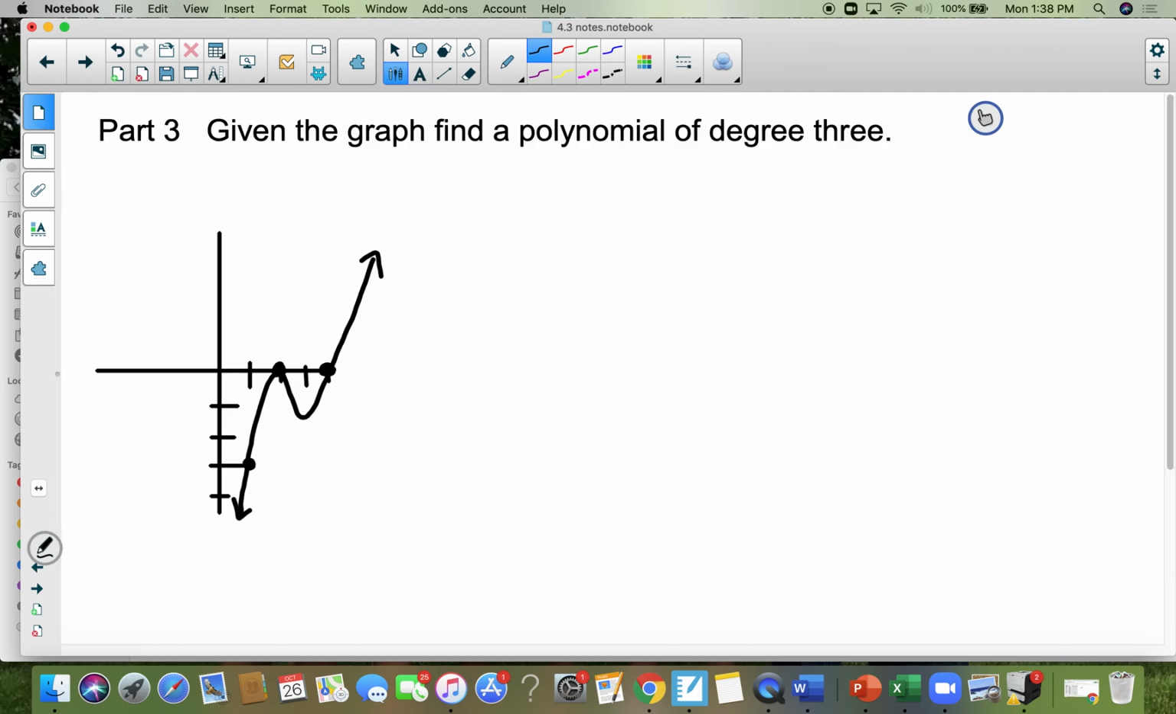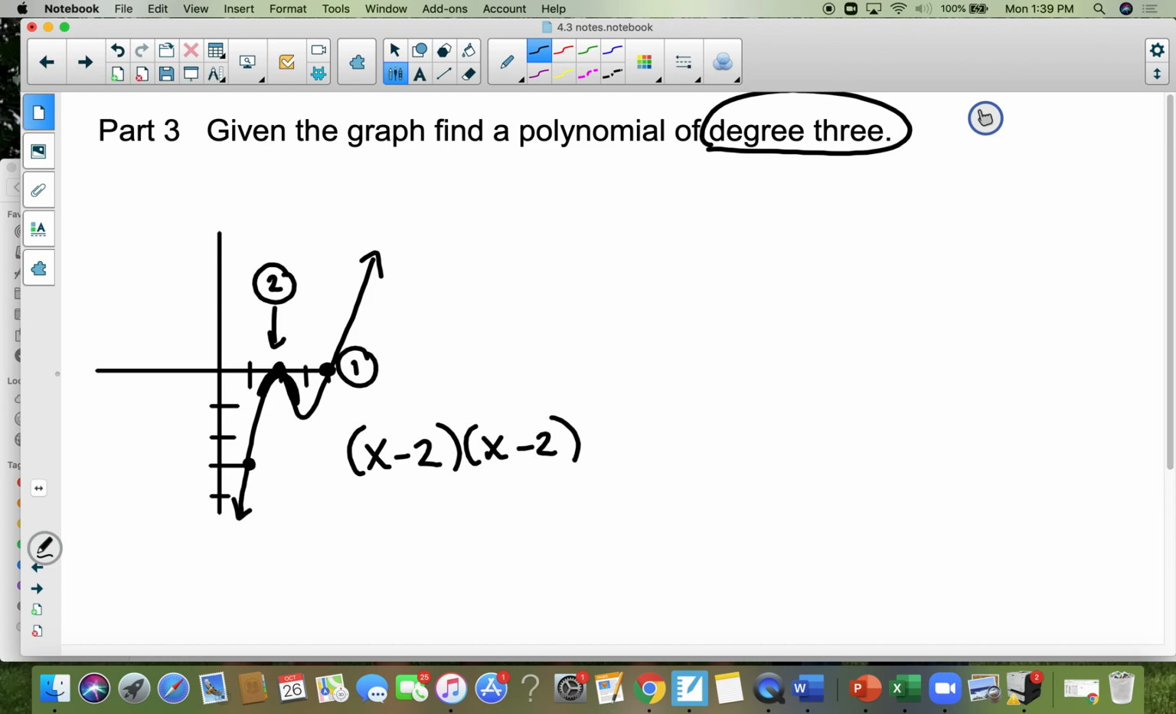Okay, the next one, again, you have to find a polynomial of degree 3. You know there are 2 answers here because it's bouncing. Do you see it's bouncing, and there's one answer here. So it's x minus 2 times another x minus 2 times only one x minus 4, and they put a y in front of it, equals y, and they give you a point on the graph, positive 1, negative 3.